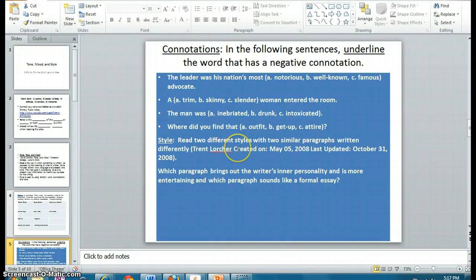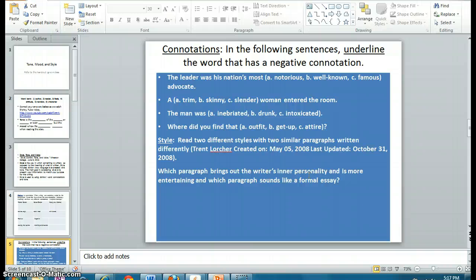Style: read two different styles. I love this one as well. You've got to tell me which one is written differently and why. Which one brings out the writer's inner personality, which one's more entertaining, which one is more formal. So there's one that's going to be more formal, and one that's more like the writer's inner personality. One has style and personality, and one's more formal.